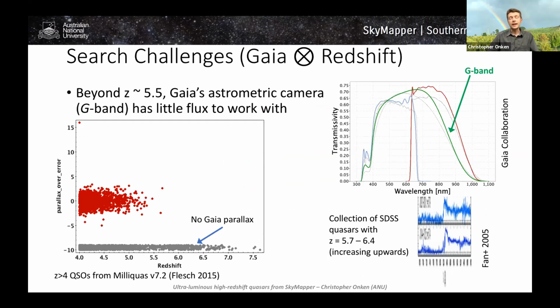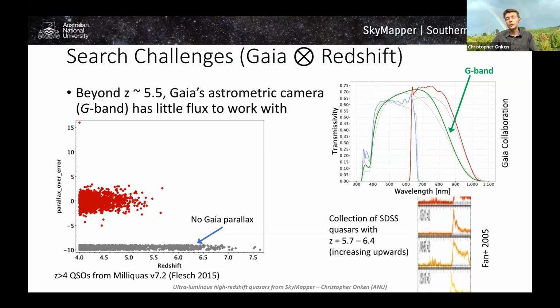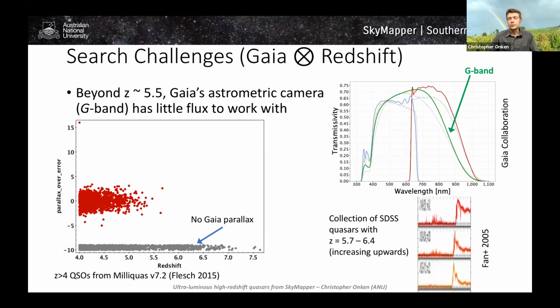But it's not quite that easy. We can't just go out and immediately find all of the distant quasars, because it turns out that beyond redshift 5.5, there's almost no known quasars that have Gaia parallax measurements. And that's pretty easy to understand. It's because the Gaia astrometry uses the G-band filter. And as you can see on the right-hand side, when you get to redshifts of 5.5 and higher, there's very little flux making it onto the G-band detectors. And so as we scale from redshift 5.7 up to redshift 6.4, there's almost no light making it onto Gaia's astrometric cameras. And so we'll need to temper our expectations about the quasars we can find, but as long as we focus on slightly lower redshifts, we should be able to do pretty well.